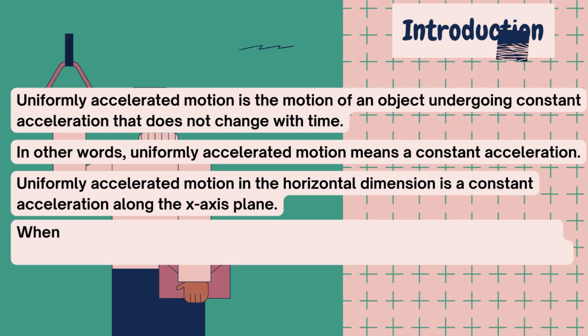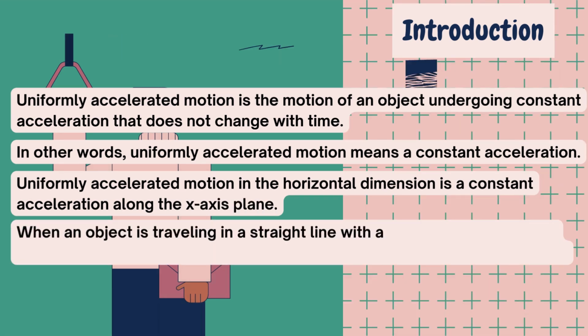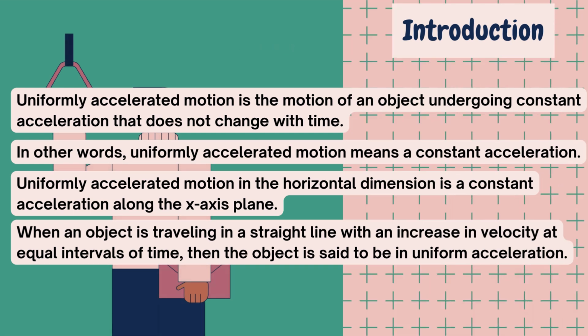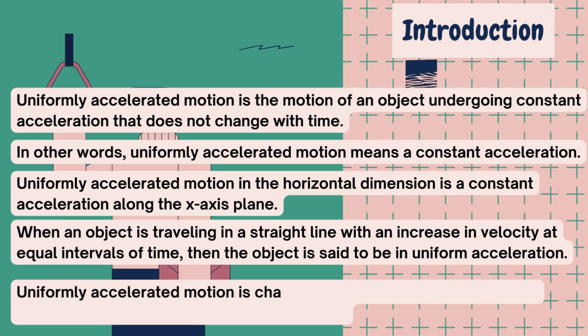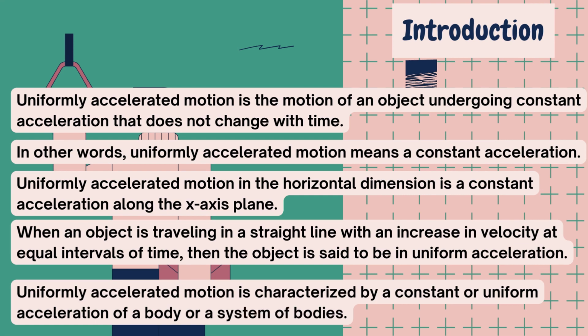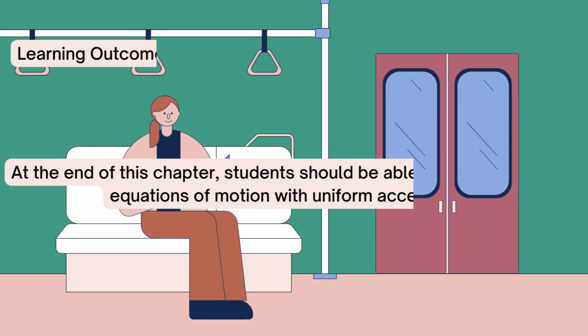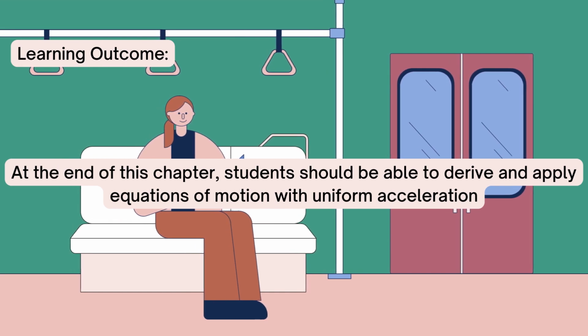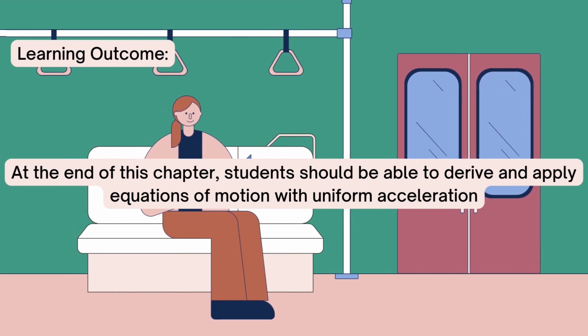When an object is traveling in a straight line with an increase in velocity at equal intervals of time, then the object is said to be in uniform acceleration. Uniformly accelerated motion is characterized by a constant or uniform acceleration of a body or a system of bodies. By studying uniformly accelerated motion, students will be able to derive and apply equations of motion with uniform acceleration.